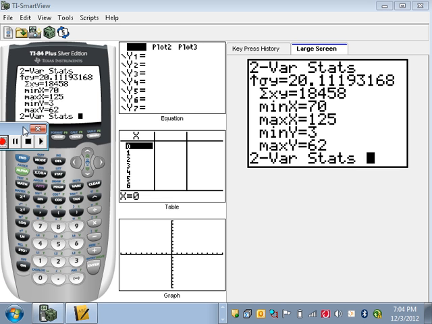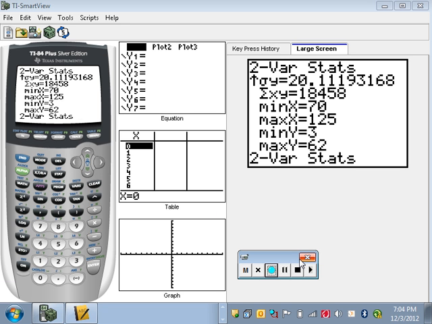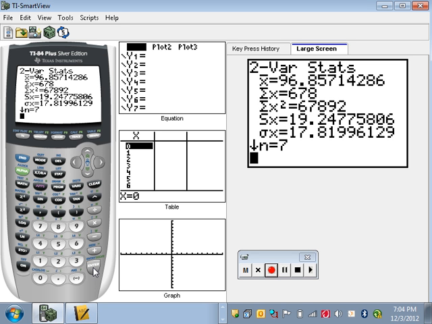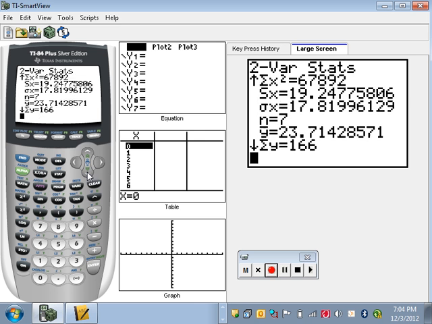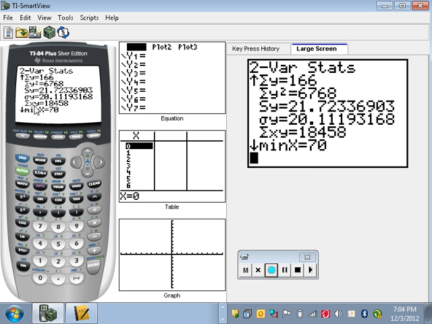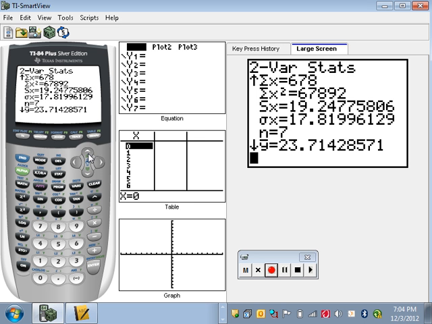I'm going to go second L1, comma, second L2. If I push enter, notice that I have my x bar. The sum of x, we're going to see is 678. The sum of x squared, we're going to see that number. And then if you scroll down, the sum of y is in here, the sum of y squared is in here, and if you keep scrolling down, the sum of x times y is in here. You're going to need all five of those numbers in order to continue.